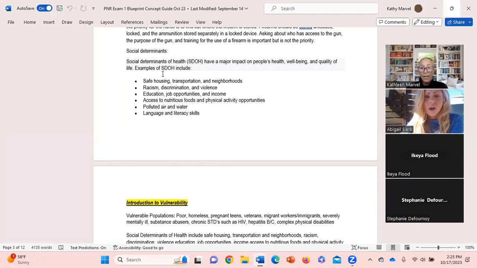So if you don't have safe housing, if you don't have transportation, if there is racism, discrimination, violence, if there's poor education, if there's a lack of job opportunities, if a lot of people live in poverty, if there's not a lot of access to nutritional foods and physical activities, okay, those things determine the health of the individual or the unhealth of the individual or the community, right?